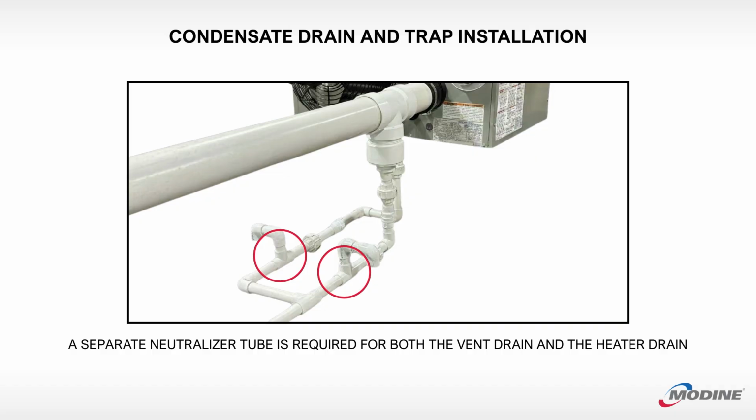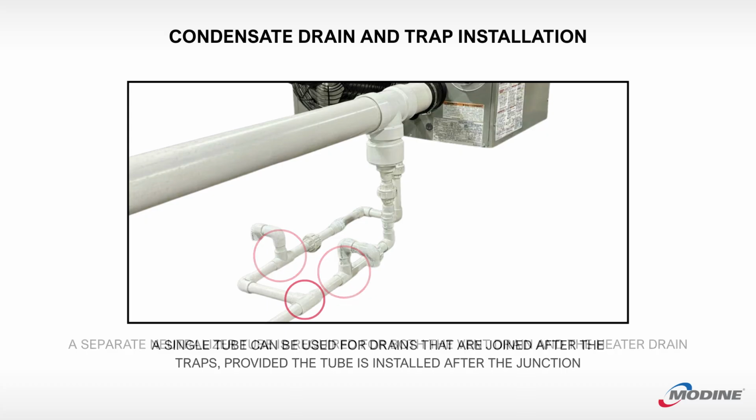A separate neutralizer tube is required for both the vent drain and the heater drain. But a single tube can be used for drains that are joined after the traps, providing the tube is installed after the junction. Refer to the instructions that come with the kit.